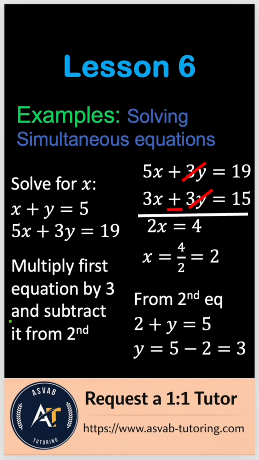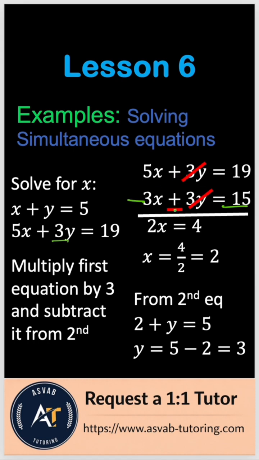So solve for x. x plus y equals 5. 5x plus 3y equals 19. We need to make at least one of the terms have the same coefficient as the other one. So we multiply the first equation by 3 and subtract it from the second equation. The first equation multiplied by 3 gives us 3x plus 3y equals 15. And we have to subtract it from the second equation, which is 5x plus 3y equals 19. If we subtract this equation from that equation, all the signs of this equation will become negative. So that's negative 3x, negative 3y equals negative 15.